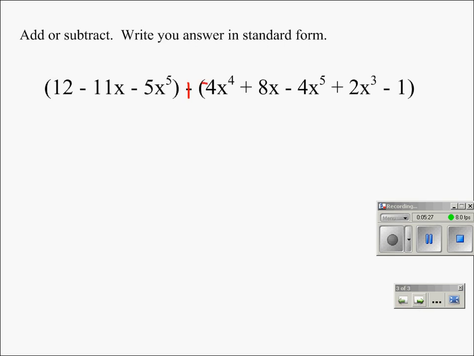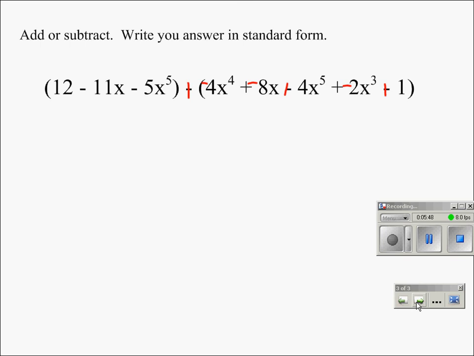So this was a positive 4, I make it negative. It was a positive 8, I make it negative. This was a negative 4, so I make it positive. A positive 2 becomes negative, and a negative 1 becomes positive. All you're doing is changing the sign of everything behind it. Now we're right back at our addition problem that we just did previously, and we're good to go.